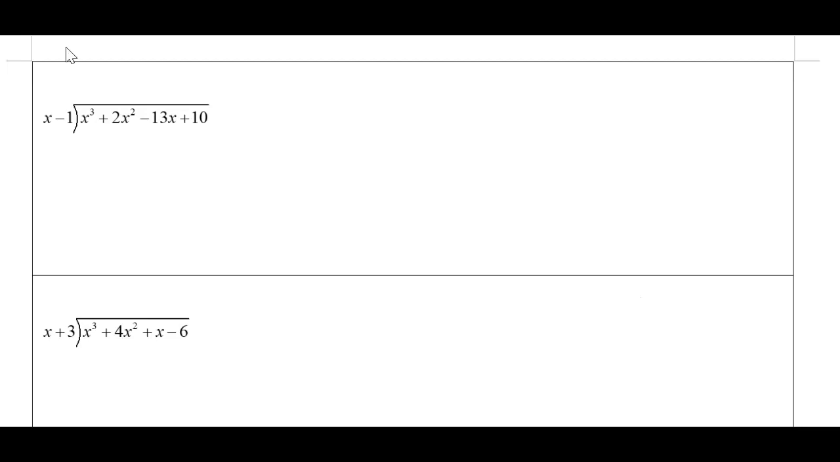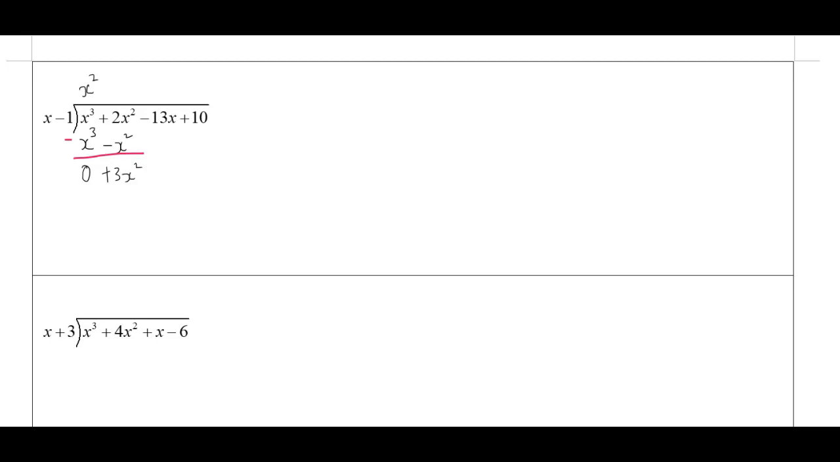So x into x cubed gives us x squared, then multiply that by x minus 1. So we get x cubed minus x squared, and then we're subtracting them. So x cubed minus x cubed gives you 0. 2x squared minus negative x squared is going to be plus 3x squared. All right, so don't forget your two negatives. And then we're going to divide that through again.